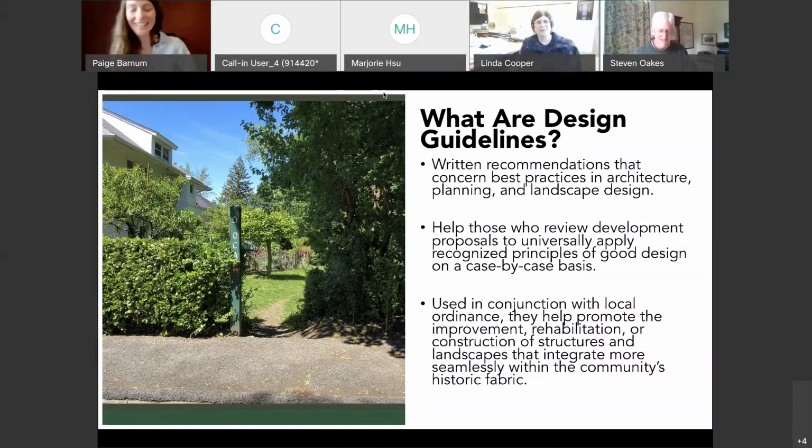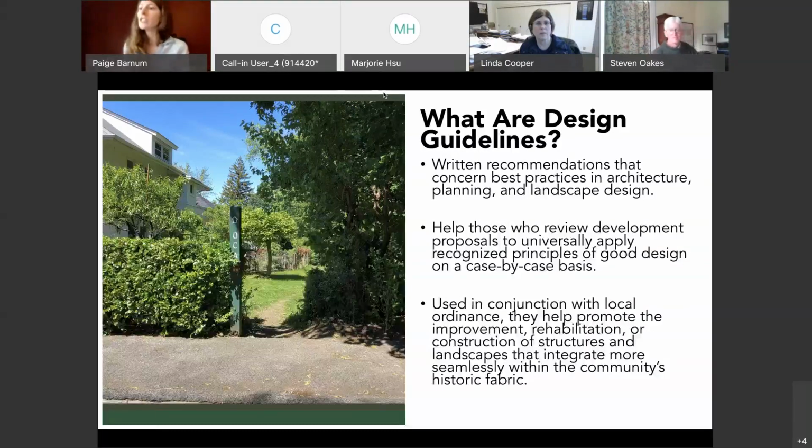So what are design guidelines? I'm sure most of you know, but for anyone that watches this recording after, we'll lay it out. Design guidelines are written recommendations that are intended to give folks such as local officials, planning board members, architects, homeowners, clear advice on how to employ best practices and principles of architecture, design, and planning on a project-by-project basis. And you're well aware we have folks from all sorts of communities on this call, so that project-by-project basis tends to be really important. Generally speaking, design guidelines are developed after a careful study of the area.